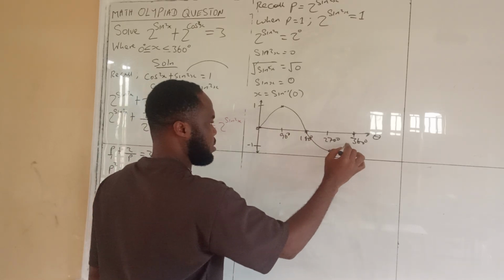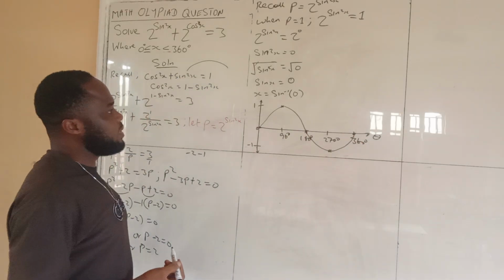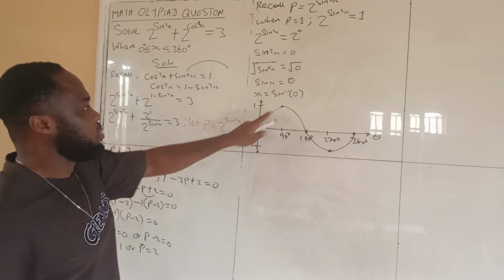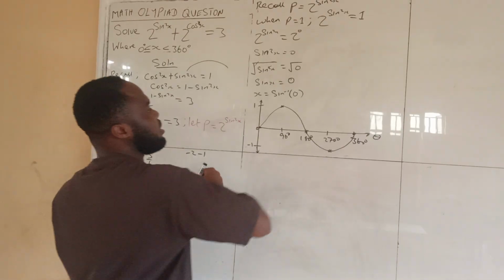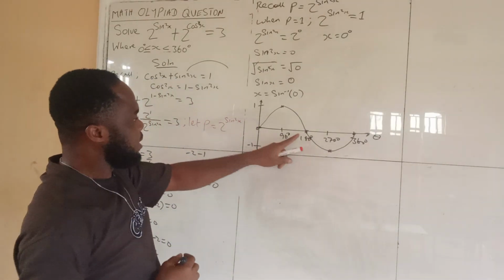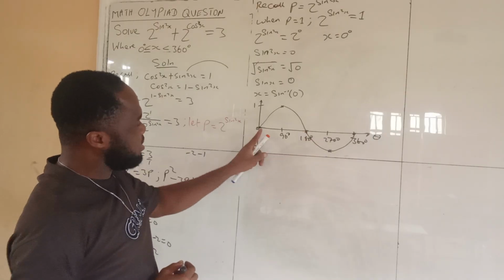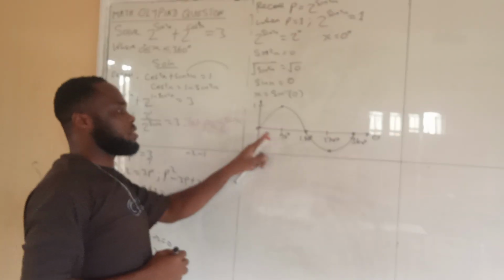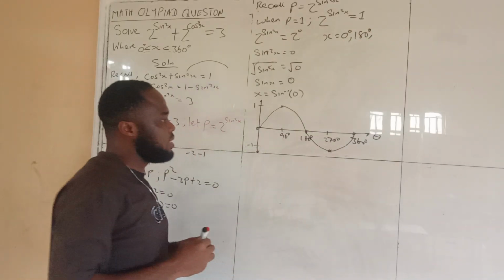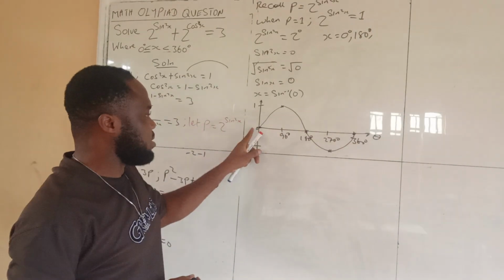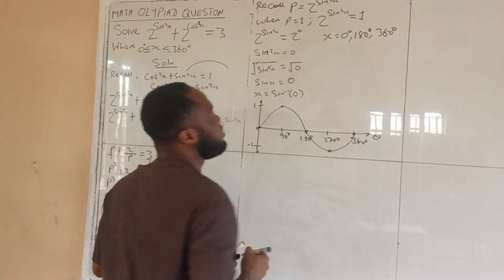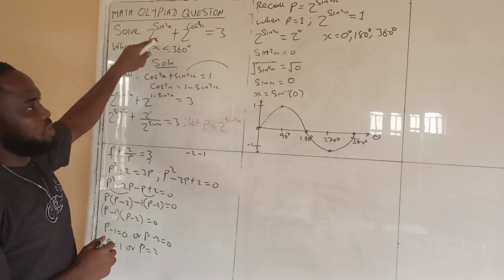Now, when you look at this graph, you discover that sine 0 is 0, so sine inverse of 0 is also 0. So our first x is equal to 0 degrees. Again, sine 180 degrees is still 0, so sine inverse of 0 will still give us 180 degrees. Again, sine 360 degrees is 0, so sine inverse of 0 is also 360. So we got 3 values within this range.